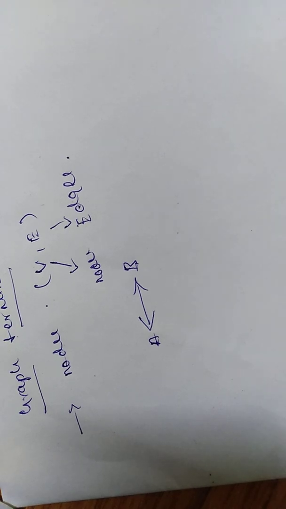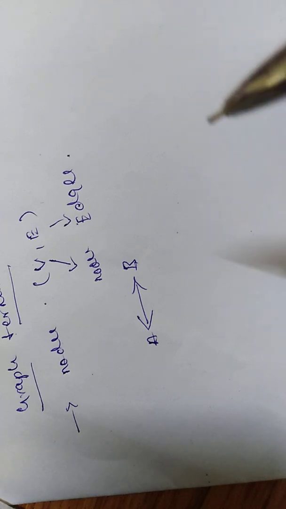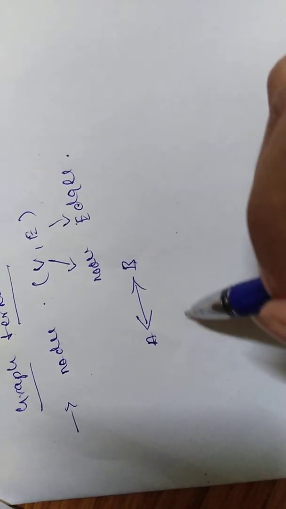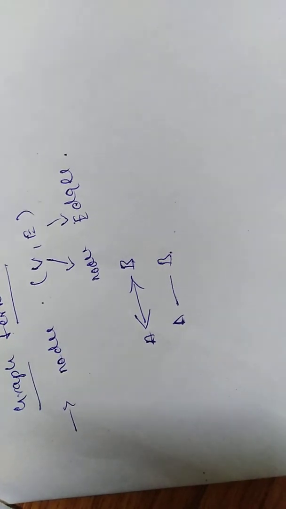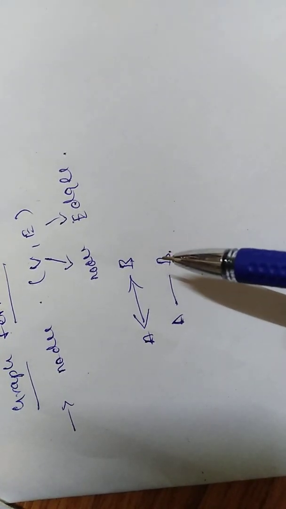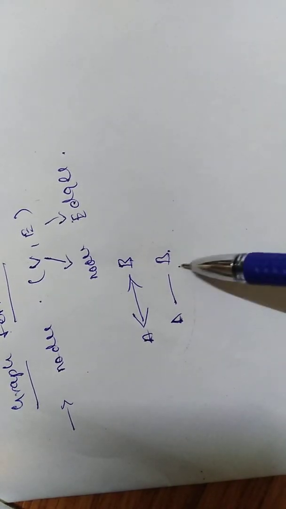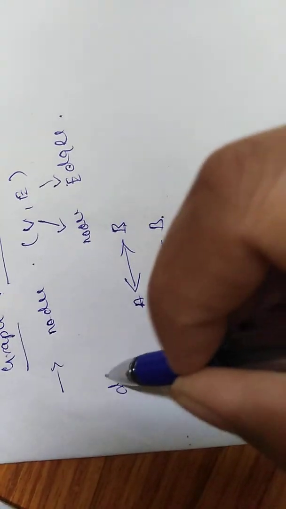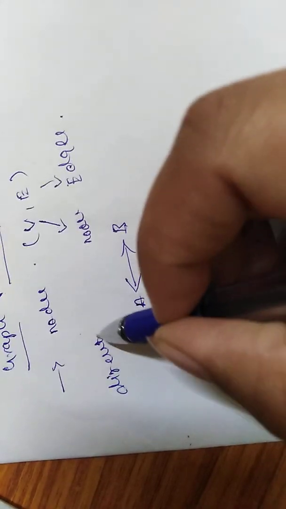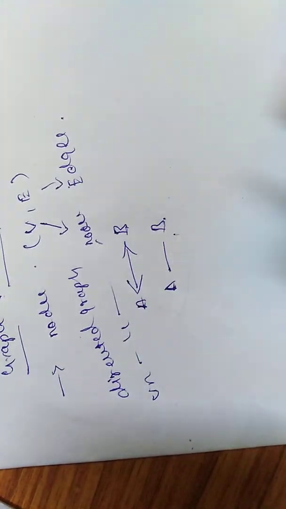But in an undirected graph, we connect using vertices and edges or nodes, but we do not use arrows. We write only A and B, with no direction represented. This one we call an undirected graph. In graph terminology, we have two types: the directed graph and the undirected graph.